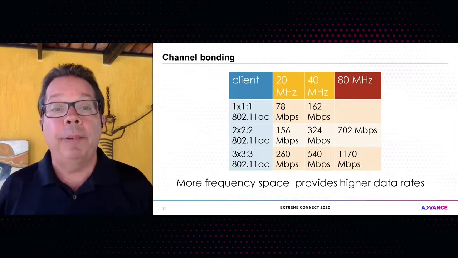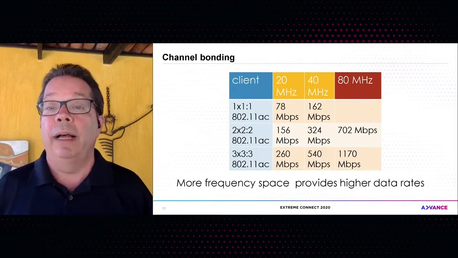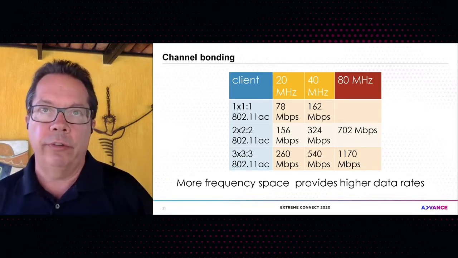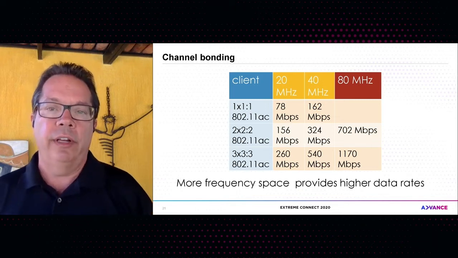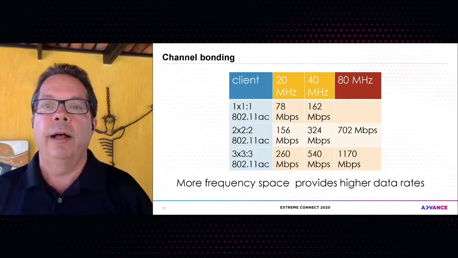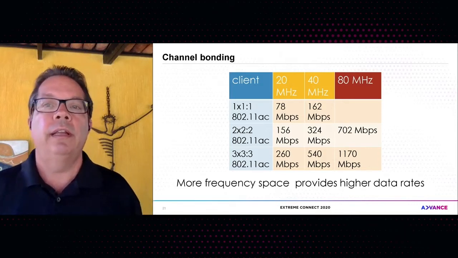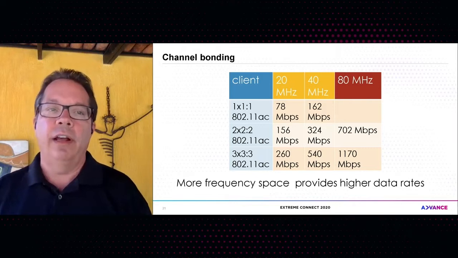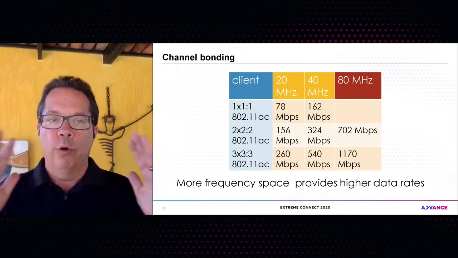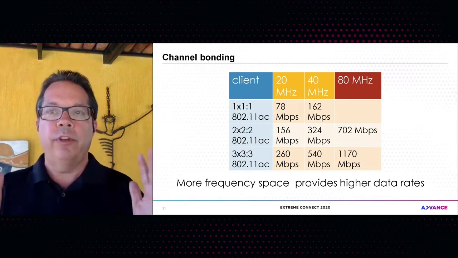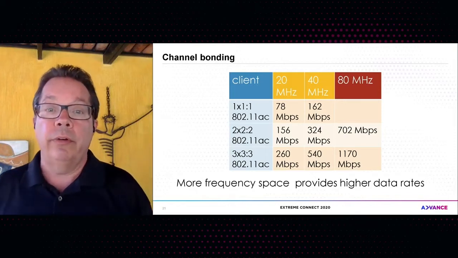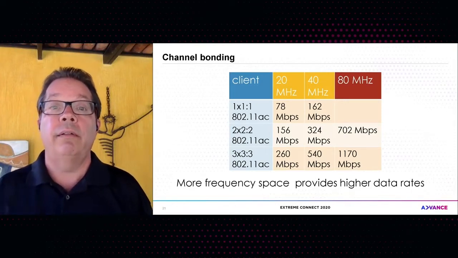Another topic that's very popular is channel bonding. I'm a big believer in most cases of using 20 megahertz channels, but with the advent of 802.11n, about 10 years ago, we got the introduction of 40 megahertz channels, and then later on with AC, 80 megahertz and even 160 megahertz channels. So the theory is more frequency space means more subcarriers to modulate data. More modulated data, higher data rates, better throughput. Sounds great, right?